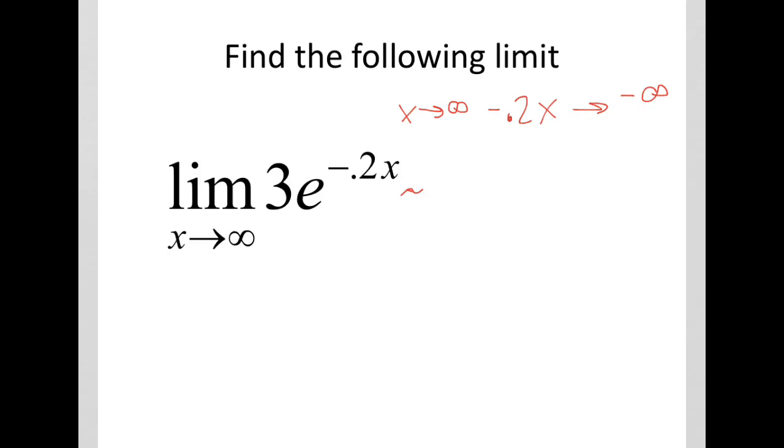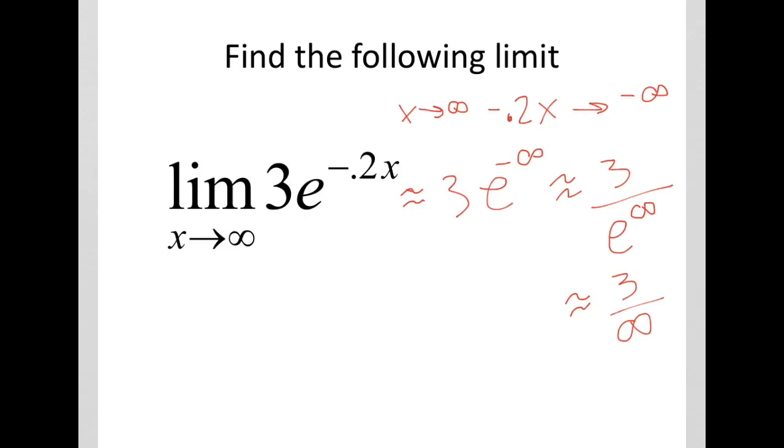So we're kind of like thinking about 3 times e to the negative infinity. Whoa, that's crazy. But I want you to remember one thing. If you have an exponent, like say you have 5 to the negative 2, well, that is equivalent to saying 1 over 5 squared. If your exponent is negative, just move that entire term to the denominator. So you should think of this really as 3 over e to the infinity. And e to the infinity is just infinity. So really, this is going to be 3 over infinity.